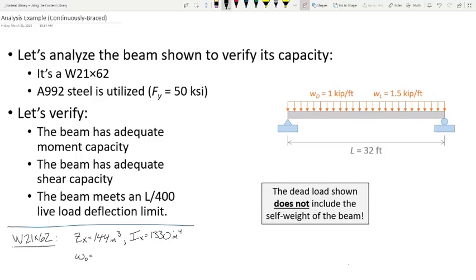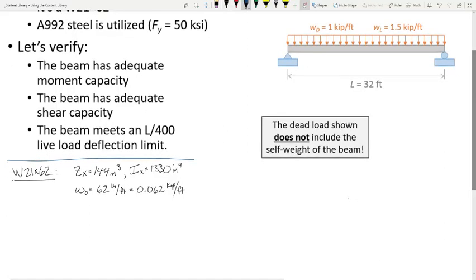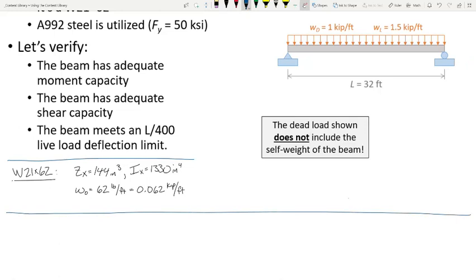Now, what is the self-weight? I'm going to use w sub naught. 0.062 kips per foot. So to clarify, the self-weight of the beam is 62 pounds per foot, or 0.062 kips per foot.